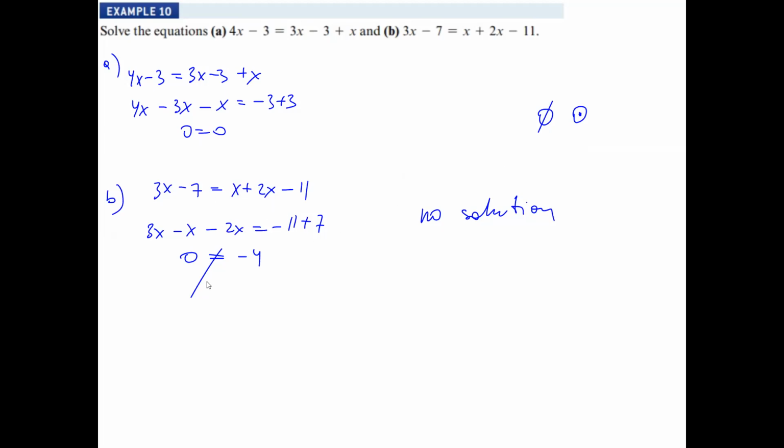Here is no solution because it's not a true equality, it's false, right? So B has no solution. A is what? Identity. Okay, try this too.